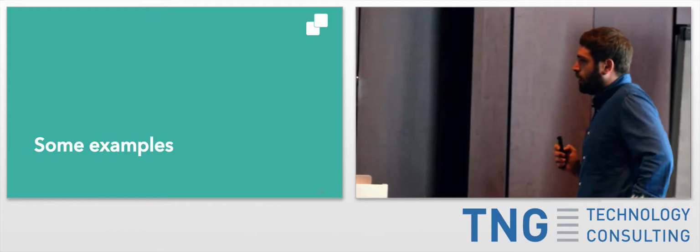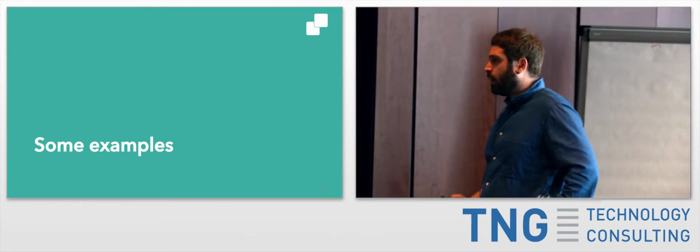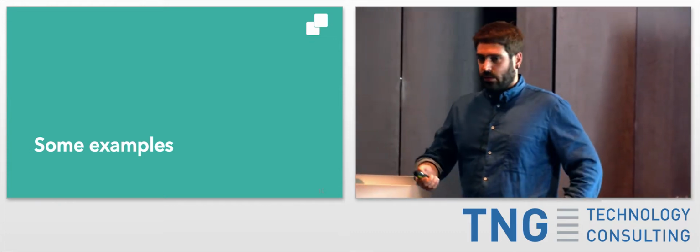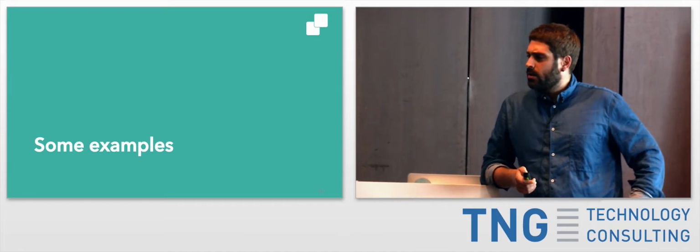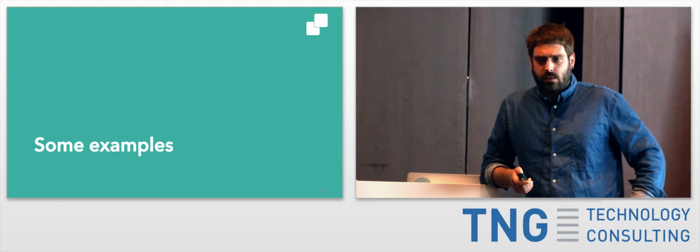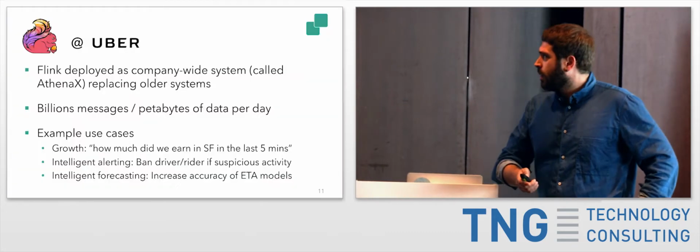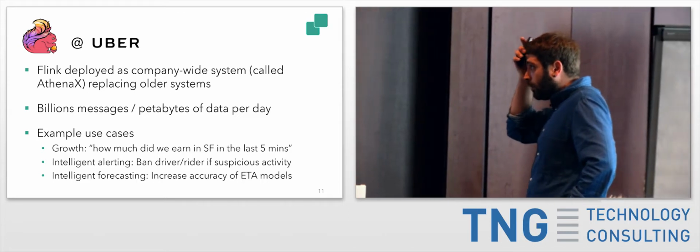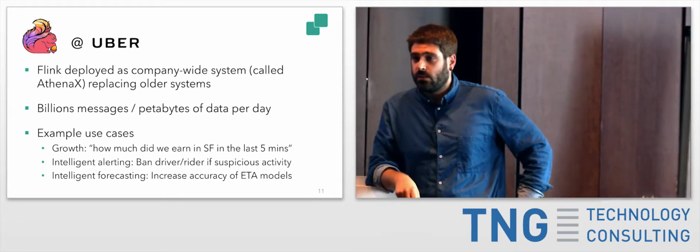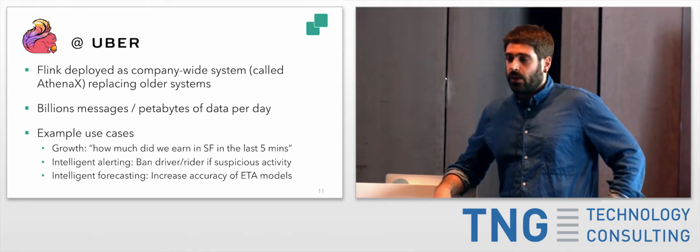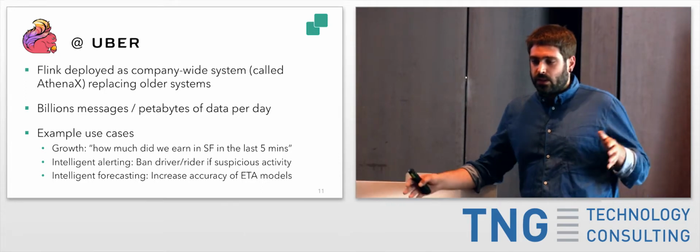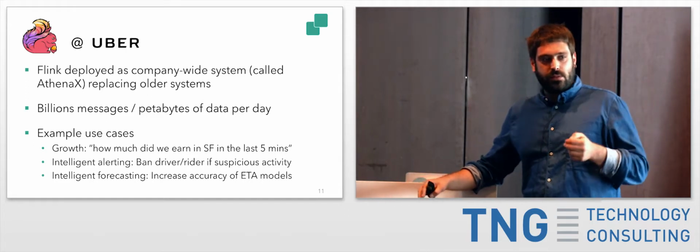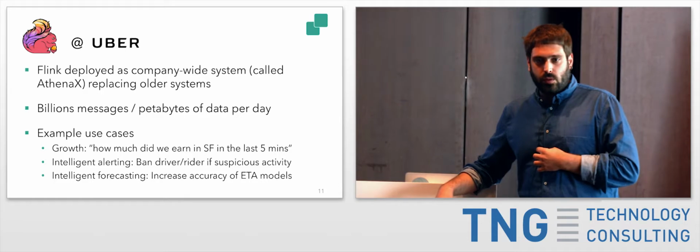So some practical examples of companies that are using Apache Flink and what they are doing with it. These are all examples that came from, most of them at least, the last Flink Forward conference in San Francisco. That's the annual conference on Apache Flink. So Uber is deploying Flink in a system that they call Athena X, replacing older things that they were using, like Samza, Storm, et cetera. And the idea is that this is an internal service in the company that a number of different teams can use to do real-time data processing.